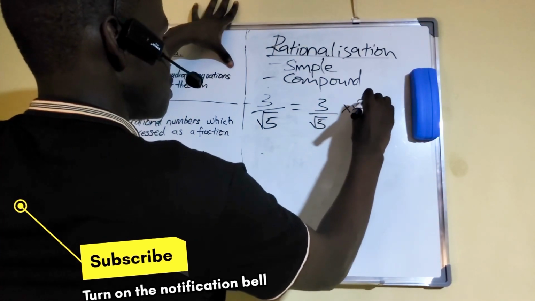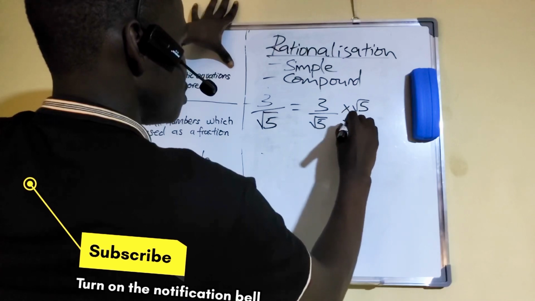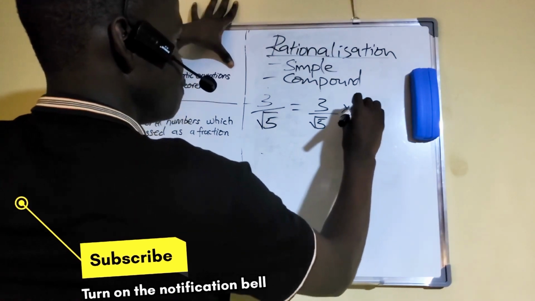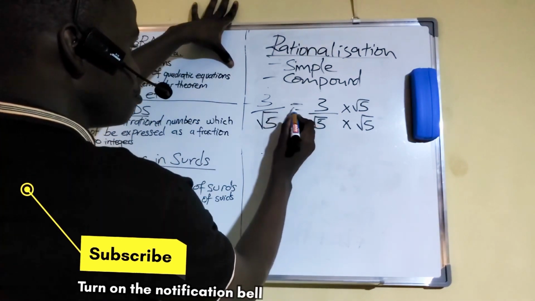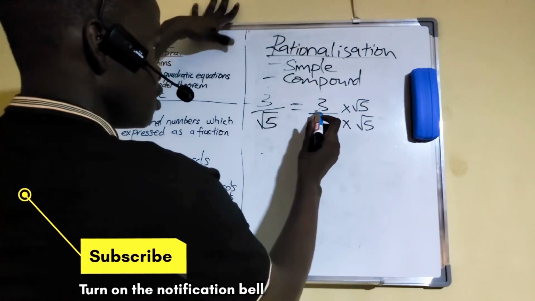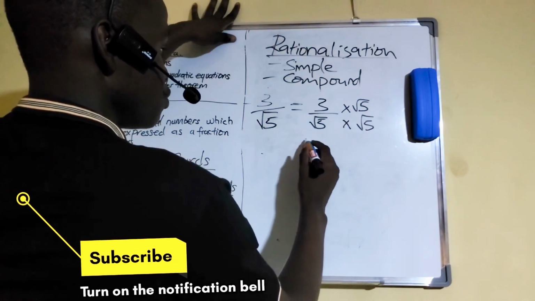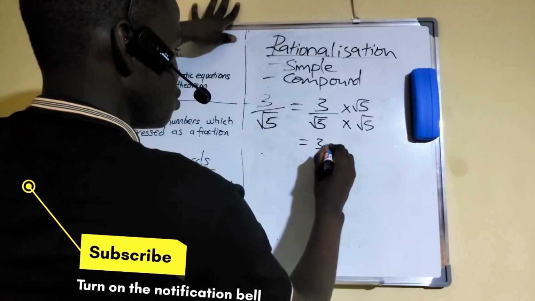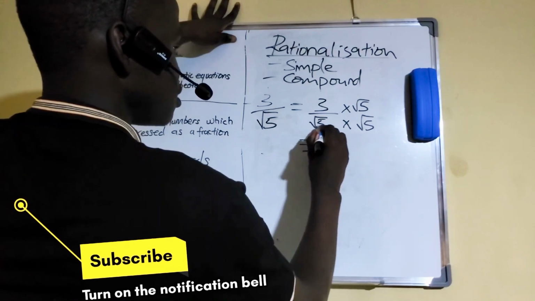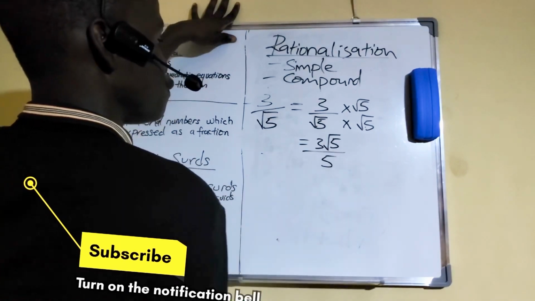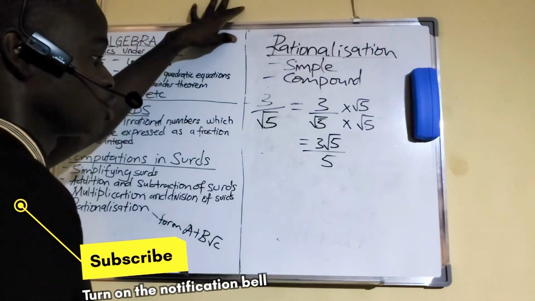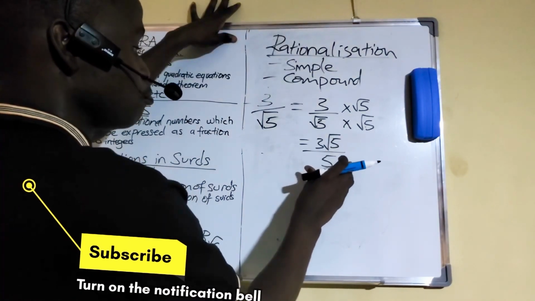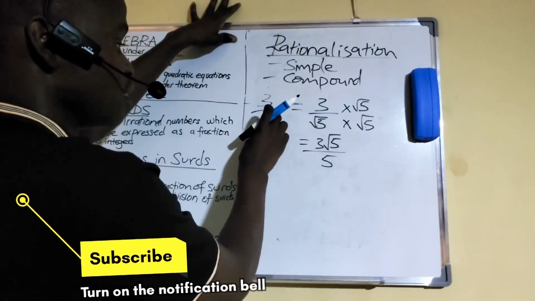then times root 5 up and down times root 5. Here I've not changed anything, that's why I'm putting the equal signs. Now this should give me 3 times root 5. This gives me 3 root 5, and this should give me 5 from the rules we talked about in multiplication. Now this is a simplified version of this.